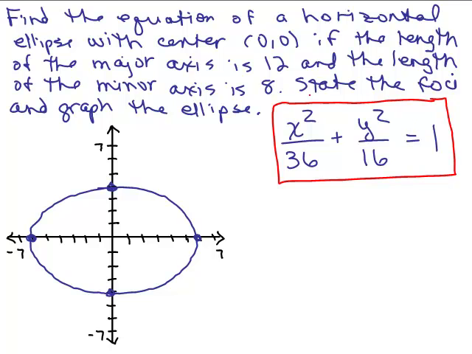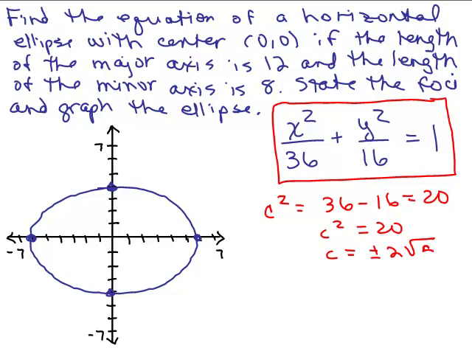But I also asked for the foci. What are the foci? So how do you get that? We know c squared is the bigger number minus the smaller number. So if c squared is 20, c is plus or minus the square root of 20, which is 2 square root of 5. Really didn't need to write that here. All right, so the question is, is this on the x-axis or on the y-axis? It's on the major axis.